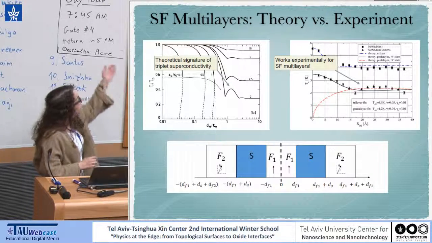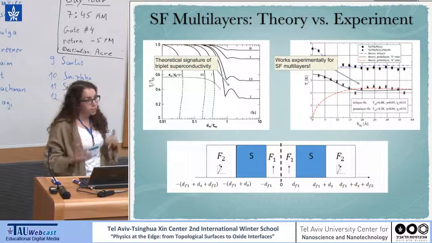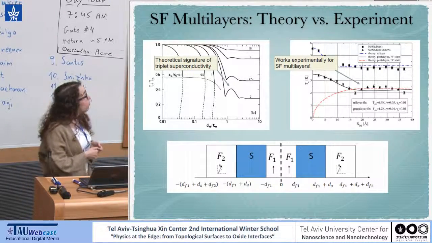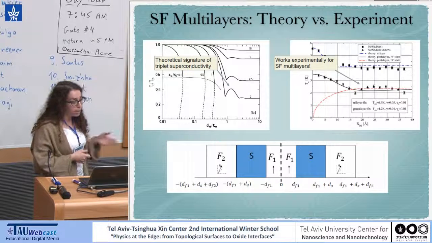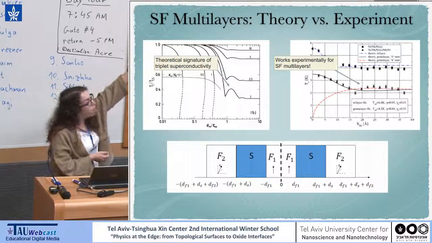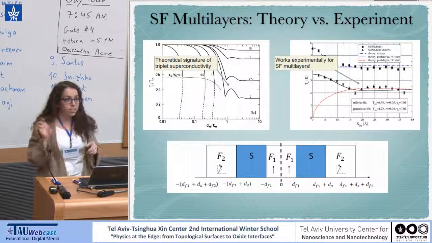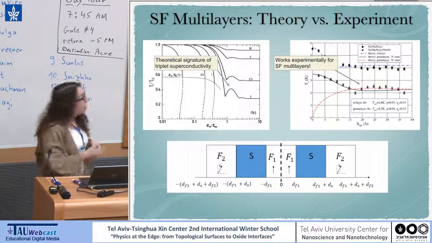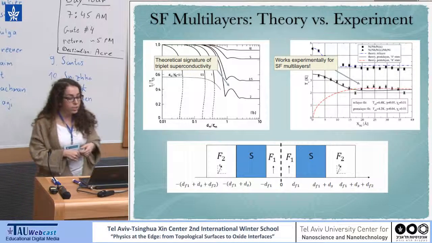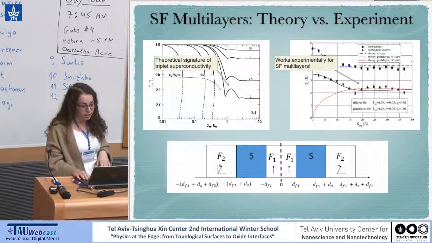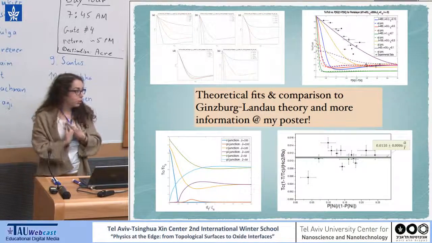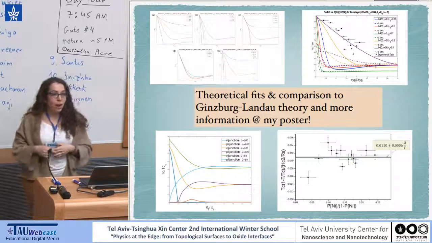So here you can see theoretical work done by Radovich using the linearized Usadel diffusive equations for superconducting ferromagnetic multilayers, and you can see this theoretical signature of triplet superconductivity as a bump in TC as a function of the thickness of the ferromagnetic layer. And on the right you can see some experimental data done from our lab a couple of years ago for superconducting ferromagnetic multilayers.